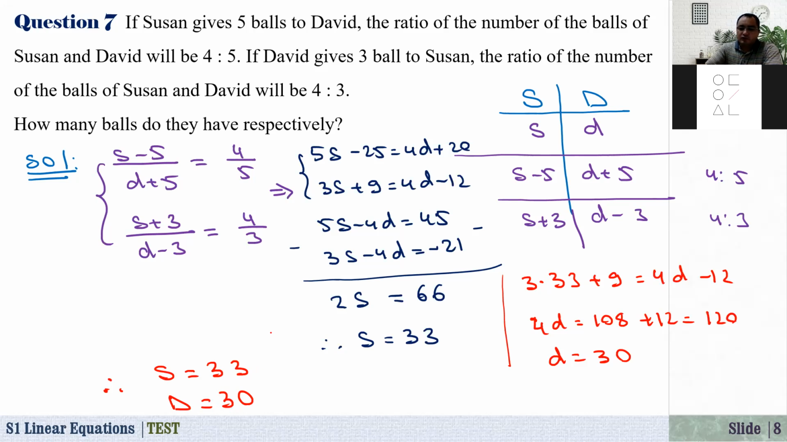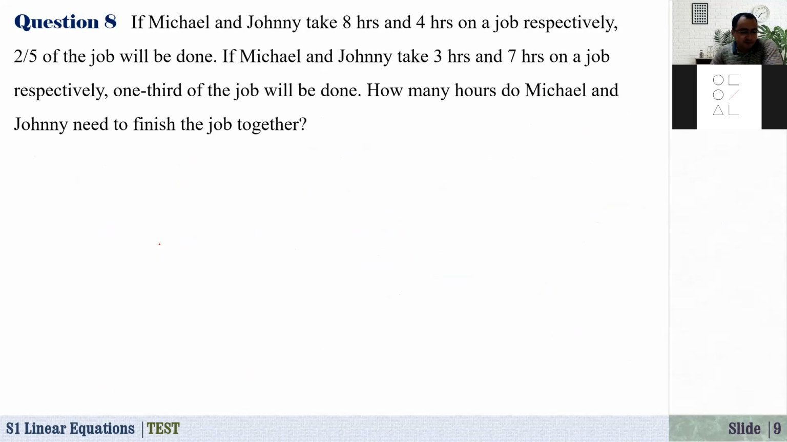Okay, let's do one more question, then we will have maybe a 1 minute water break, because that's the first part of the test solution.